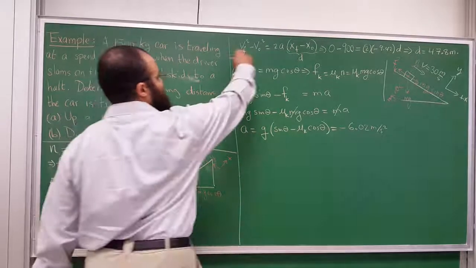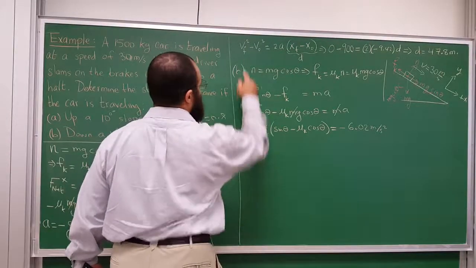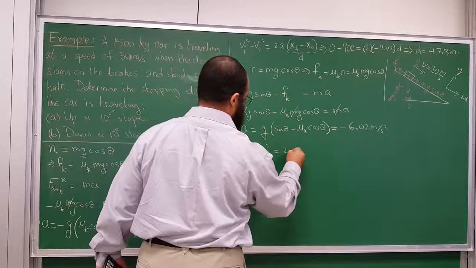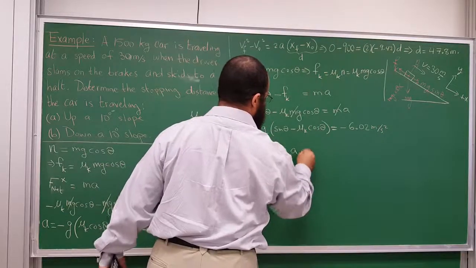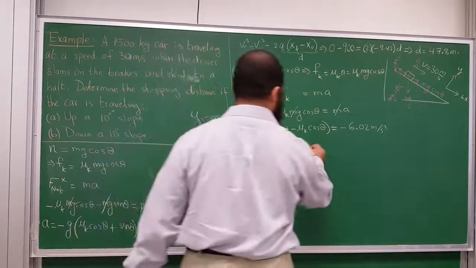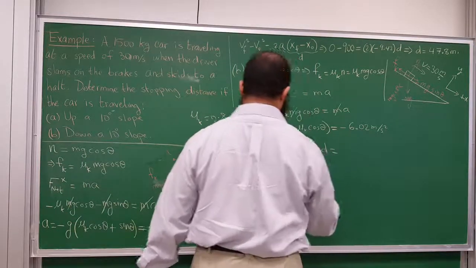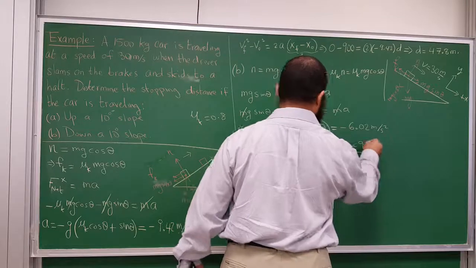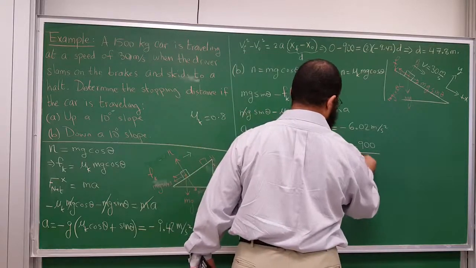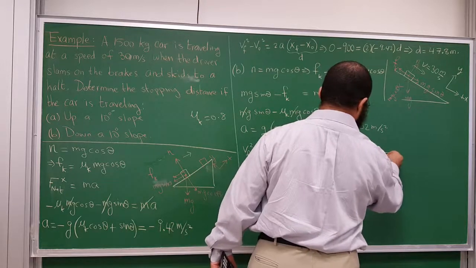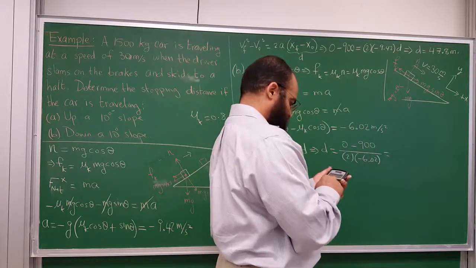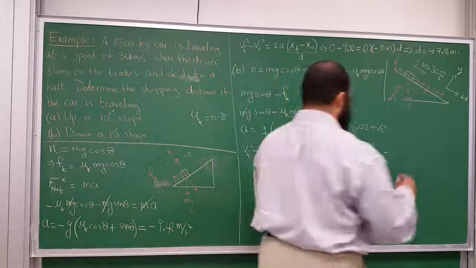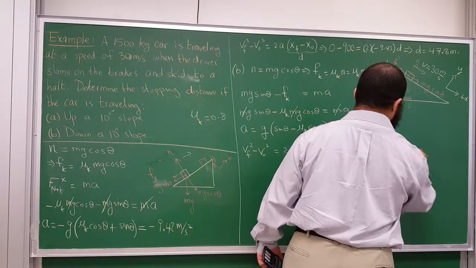And so we'll use exactly the same formula: v final squared minus v initial squared is equal to 2 times the acceleration times x final minus x initial, that's just d. Call it the stopping distance. So we get d is equal to v final squared minus v initial squared, that's 0 minus 30 squared, is 900, divided by 2a, 2 times the acceleration, that's negative 6.02, and we get 900 over 6.02 over 2, 74.75, so 74.8 meters.